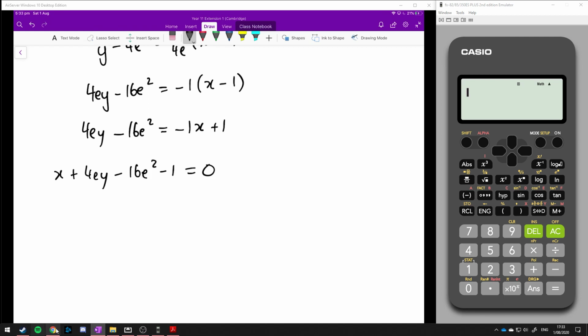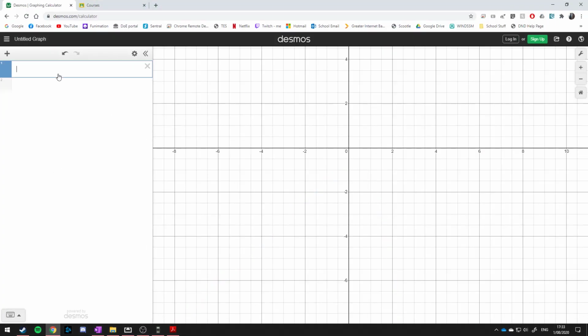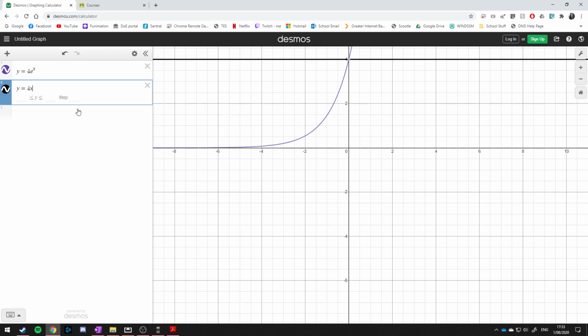So what we might do now is have a quick look at Desmos and see what's happening with this curve and what's happening with this equation. So y is equal to 4e to the power of x, so this is our equation here. So we've decided that our tangent is going to be y is equal to 4ex.